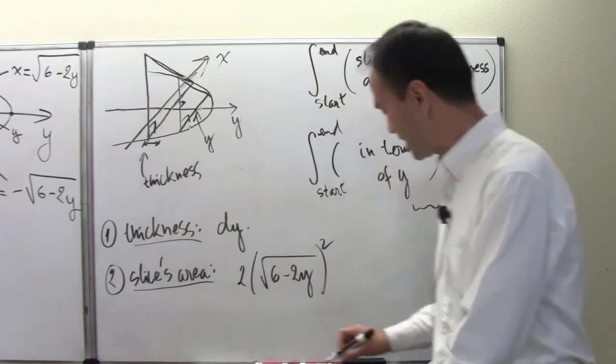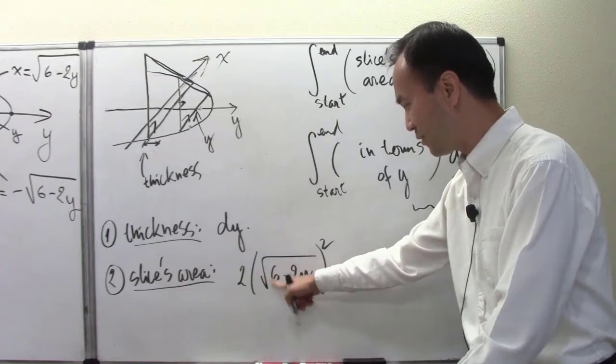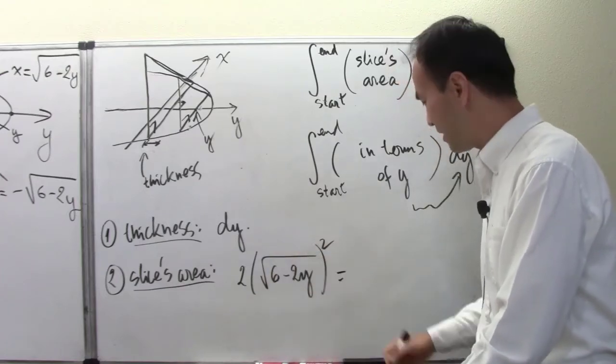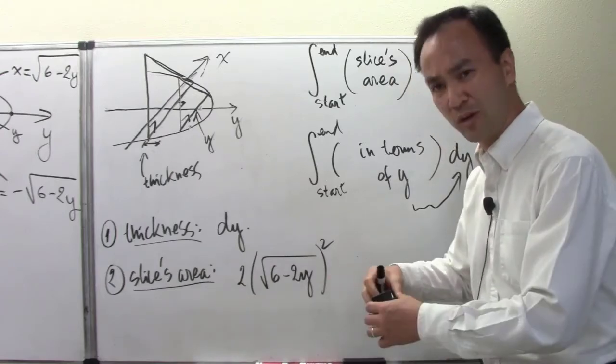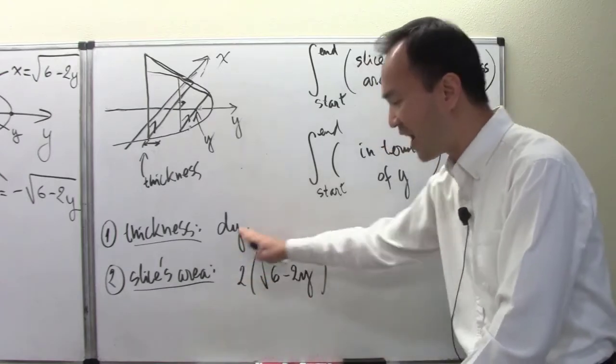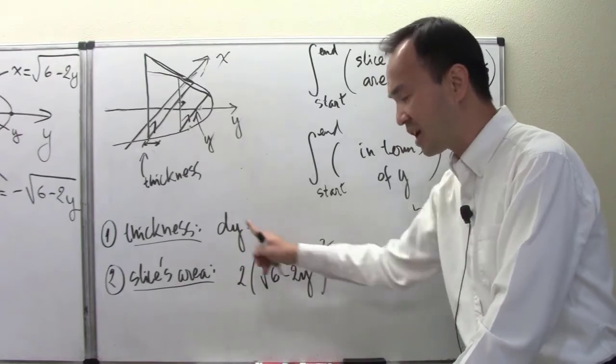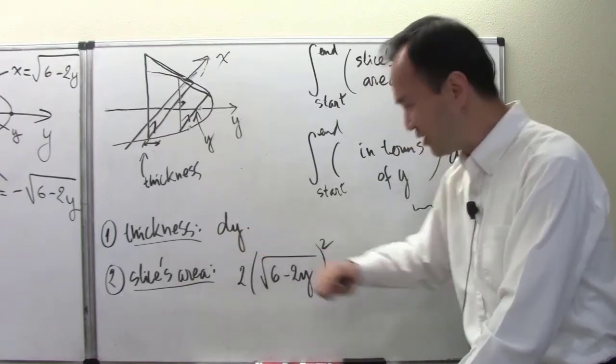And now it's even better. The square here cancels with that square root, but maybe let's get that done when we set up the integral. But this is the final description of the slice area. And now we're ready to fill it in.